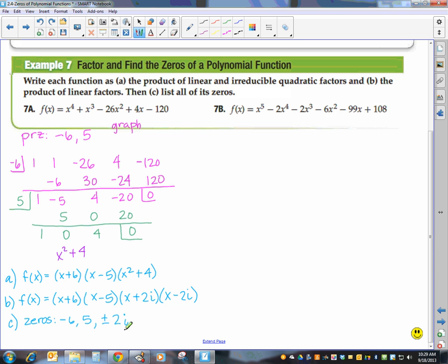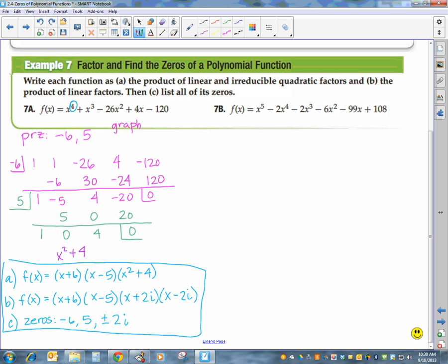How many zeros do we have here? 1, 2, 3, 4, and I have a quartic. So I have accounted for all the zeros that we have. And that's our fundamental theorem of algebra.